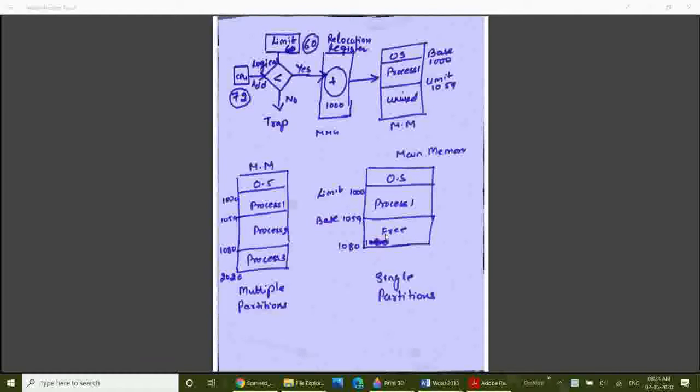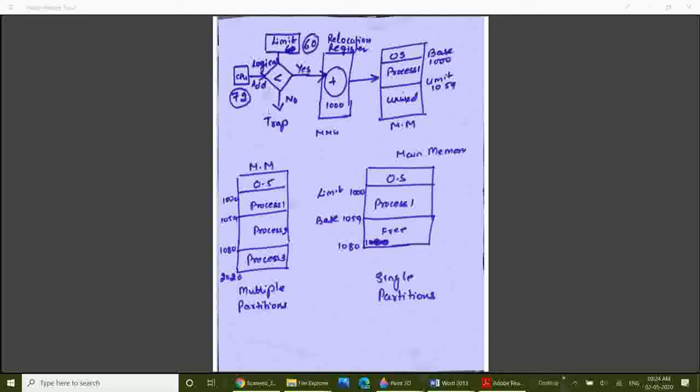Okay, this happens only in the MS-DOS system, whereas Unix, Linux, and the operating systems we are using now use a multiple partition memory system, where memory is divided into multiple partitions, and in each partition a different process is stored.